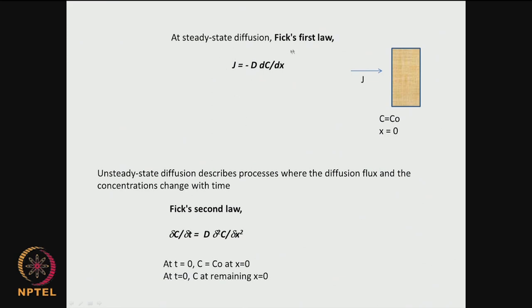Okay. Whereas, in the first law, it is quite simple. When we have the constant flux J on the left hand side, then this dC by dx looks like a linearly decreasing concentration as we move along inside the biofilm. Okay. Now, we can have different situations of the flux, and we can have different types of graphical observations. Let us look at it.